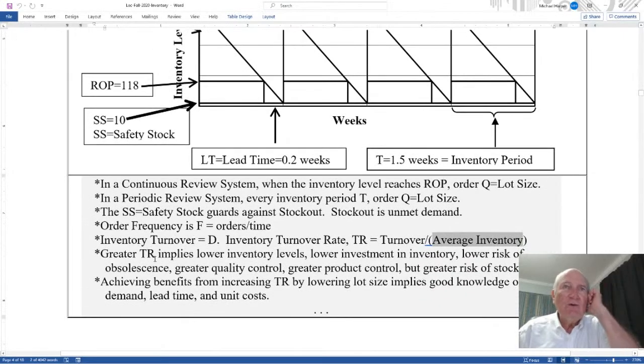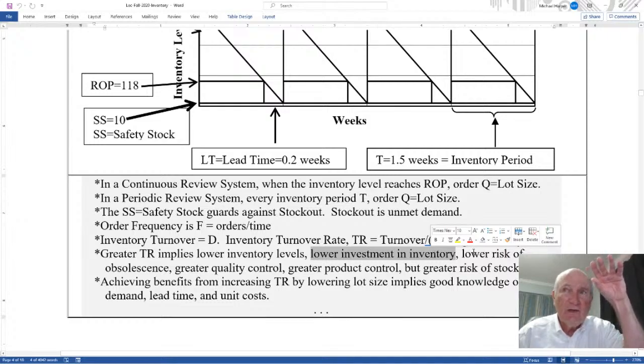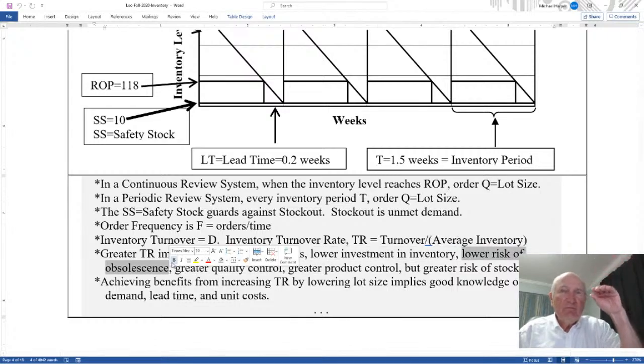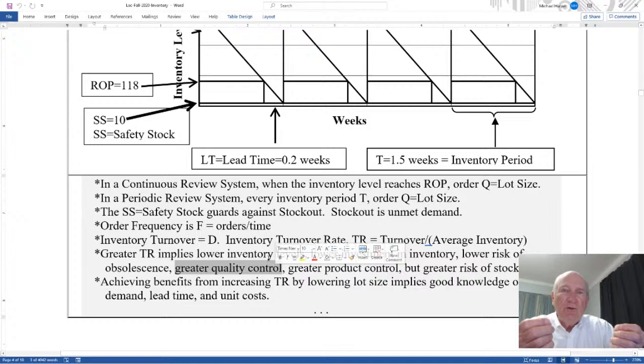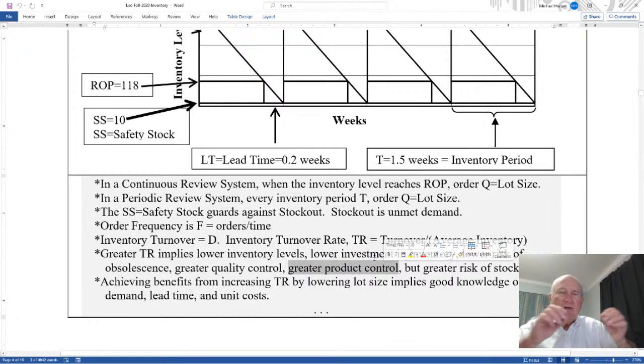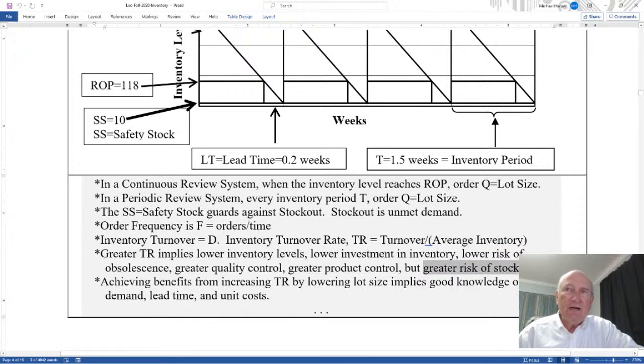So greater turnover rates implies lower inventory levels. The average inventory is lower. Lower investment in inventory. You're not carrying as much inventory. Lower risk of obsolescence because you're getting rid of it fast. And greater quality control. You're only controlling few. You can control a few better than you can control many. And greater production control, because as you produce it, you can evaluate small amounts at a time as you produce these items. However, greater risk of stock out.